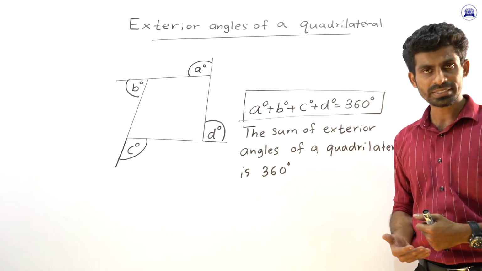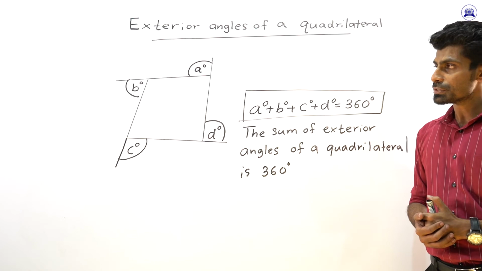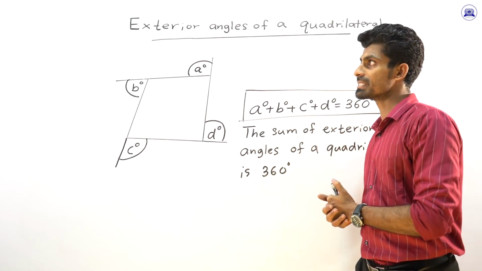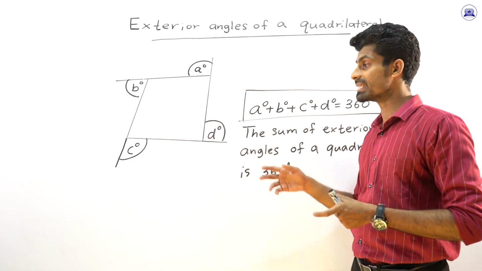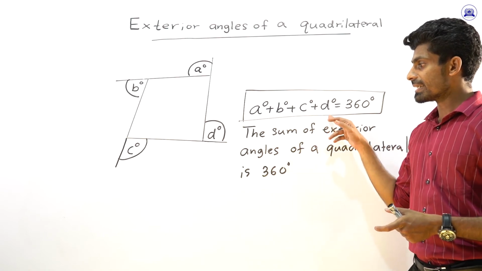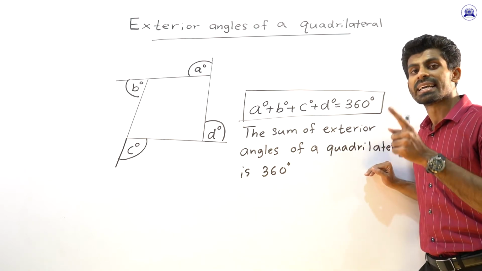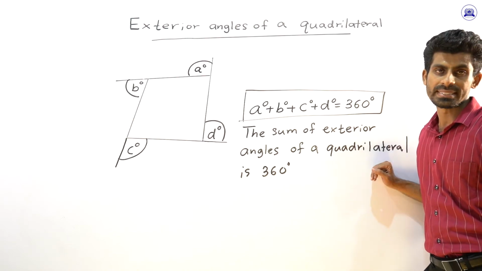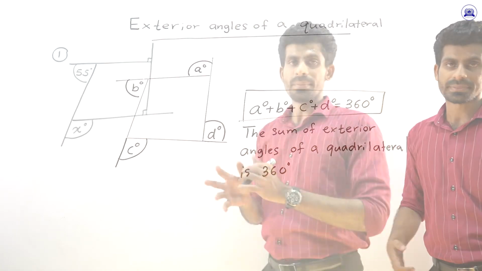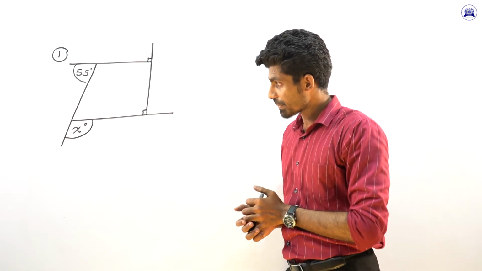Let's move to the questions. I will show you how to solve this type of question. You need to consider the theorem: the sum of the exterior angles of a quadrilateral is equal to 360. Let's move to the questions. So look at the first question, right?